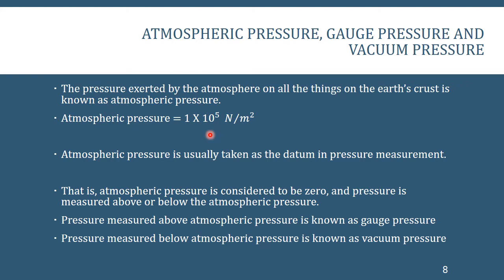So what you have to understand here is that if atmospheric pressure is taken to be 0, then gauge pressure would be a positive value, whereas vacuum pressure would be a negative value because vacuum pressure measures pressure below the atmospheric pressure.